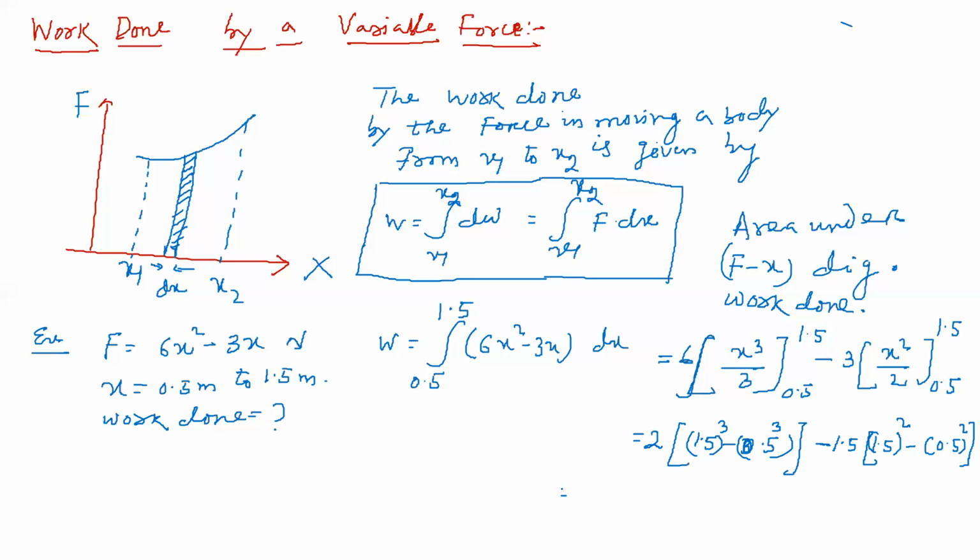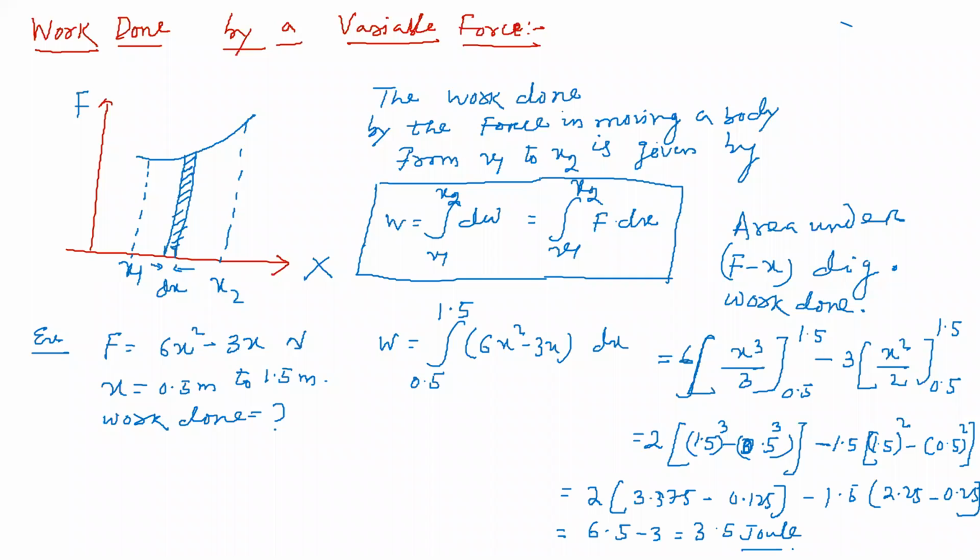By solving this, we get 2 into (3.375 minus 0.125), minus 1.5 into (2.25 minus 0.25). By solving the total, we get 6.5 minus 3, that is equal to 3.50. That is the work done when the body is displaced from 0.5 meter to 1.5 meter.